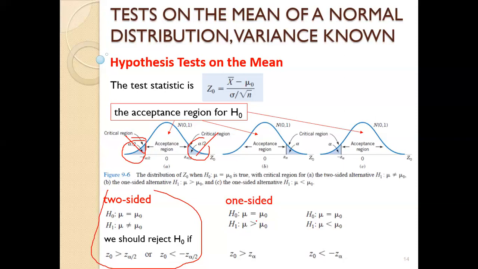And for the second case, the one side test, H1 is mu greater than mu zero. You will reject H0 when Z0 is greater than Z alpha. And this is for the upper one. We have only three cases.